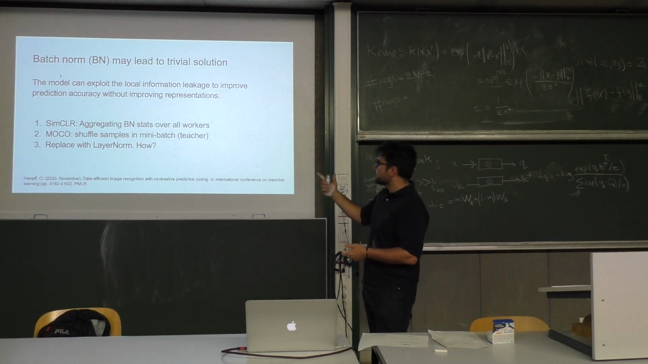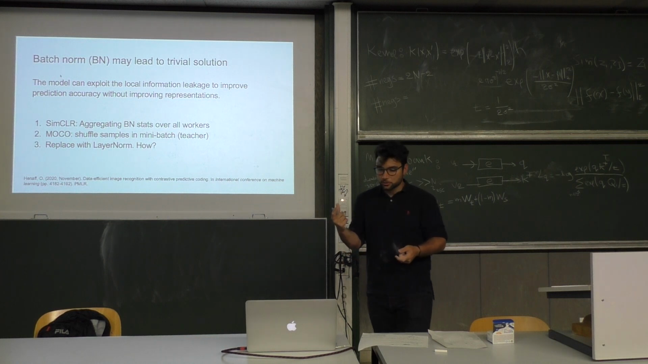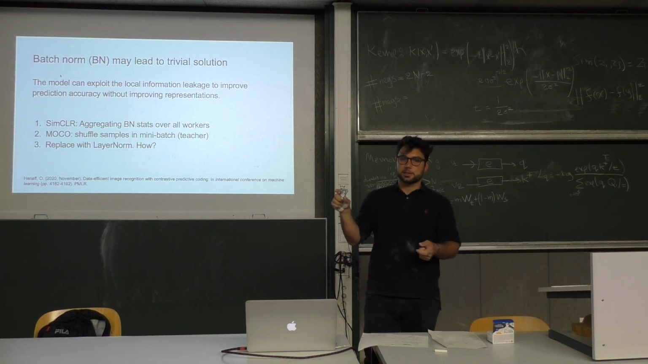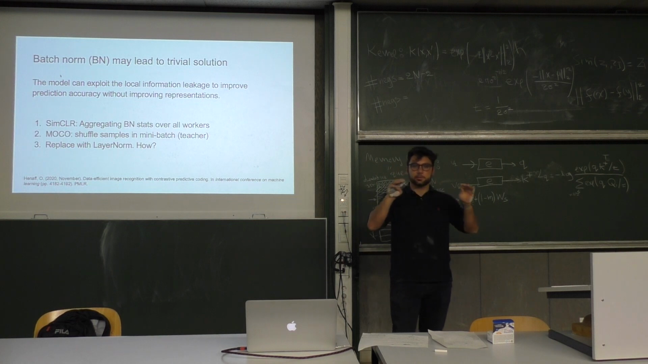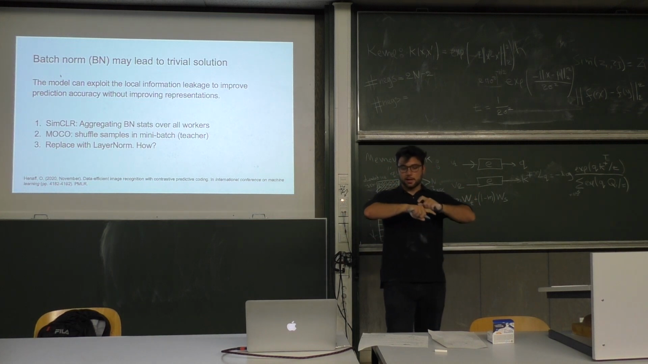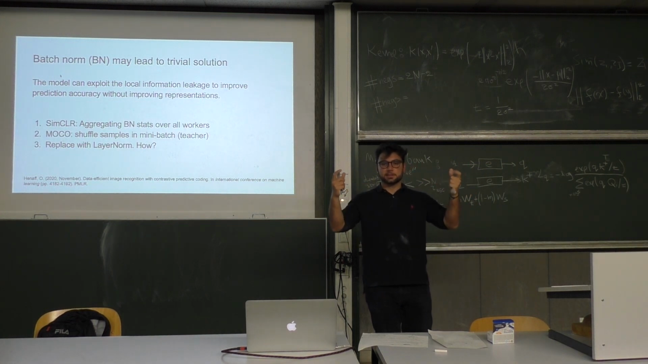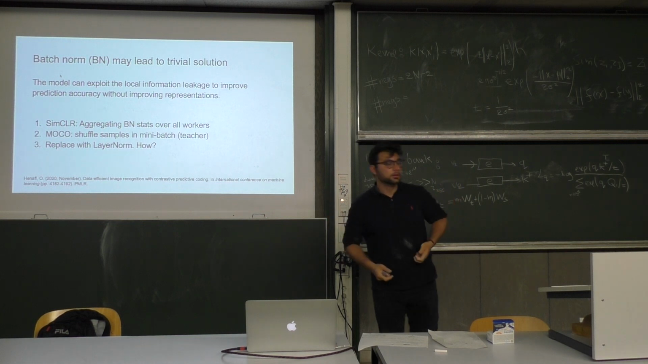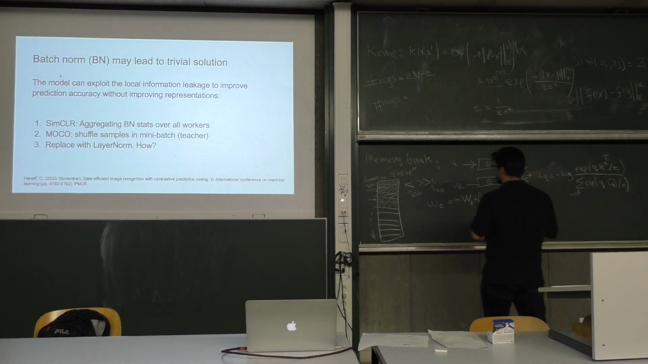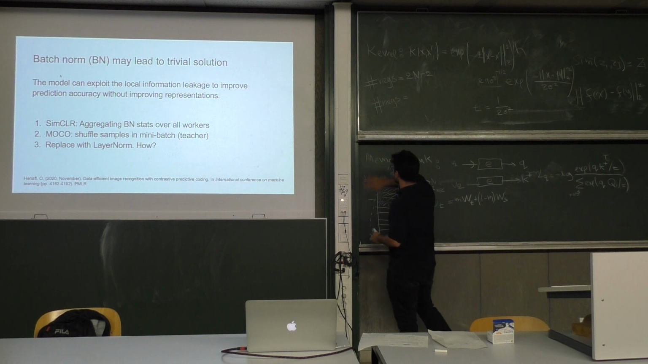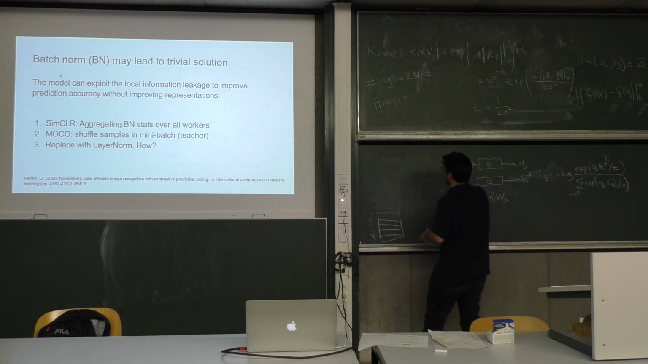SimCLR used what is called in the literature synchronized batch normalization. So you have an intermediate step where you aggregate the statistics, the average over the means and the standard deviations.